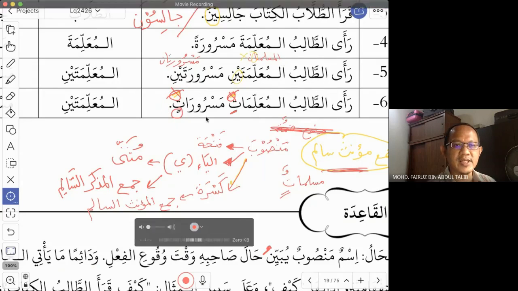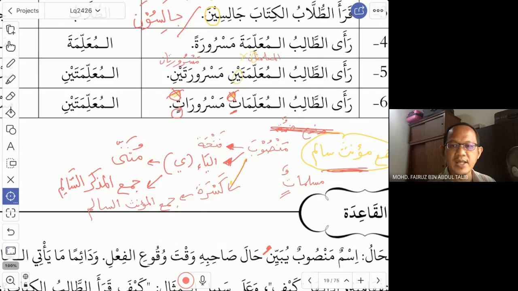So the rule says that if a word is jama' mu'annas salim, you cannot have fathah. Instead of fathah, you replace it with a kasrah. So this is now the third alamat for a mansub word. Now you have to use kasrah. When is that? If the word is jama' mu'annas salim. Therefore, you cannot say masruratan. You have to say masruratin.